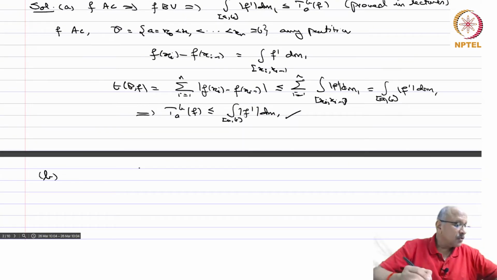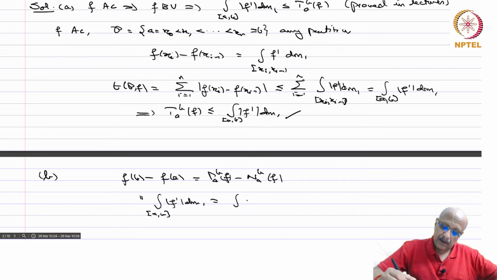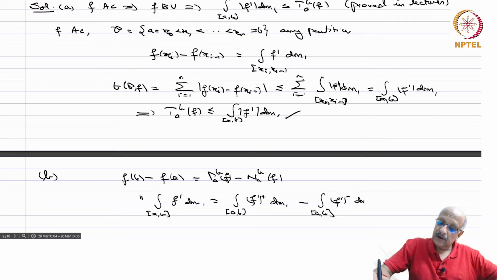Okay, B. So you have that f(b) minus f(a) equals P_a^b(f) minus N_a^b(f). But that is equal to the integral of f' dm1 over [a,b], and therefore that is equal to the integral over [a,b] of f'^+ dm1 minus the integral over [a,b] of f'^- dm1.